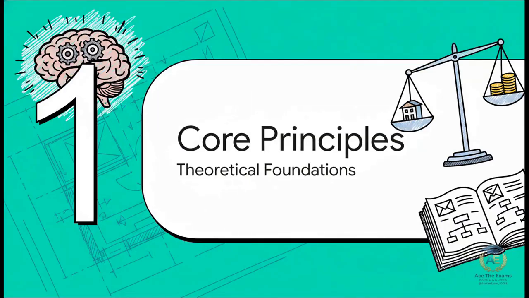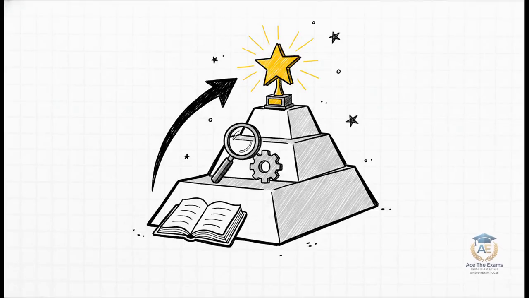Section 1. Core Principles. Let's lay the groundwork. You are assessed on 3 specific cognitive domains, or as examiners call them, assessment objectives. You've got AO1, knowledge and understanding, you've got AO2, analysis, and you've got AO3, evaluation. Now, knowledge is just your entry ticket into the exam hall. It's knowing the basic black and white definitions.